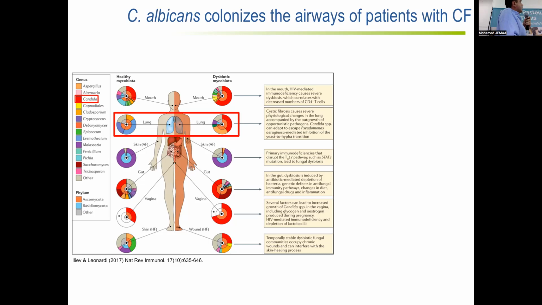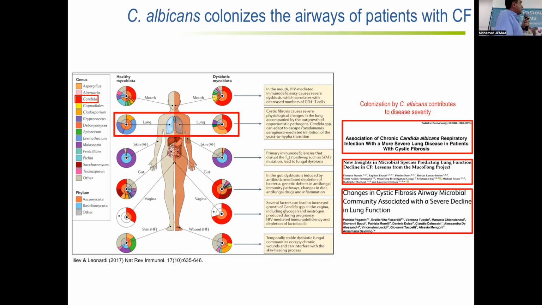And Candida albicans translocates to the lungs, and it chronically colonizes the lungs of those patients. It also contributes to the disease severity. So when we compare the cohort of patients that are chronically colonized by Candida albicans to those that are not colonized, you see that the severity of the disease is increased in those patients colonized by Candida albicans. And this has been reported by many studies in the past.